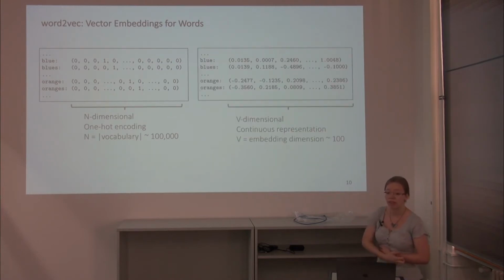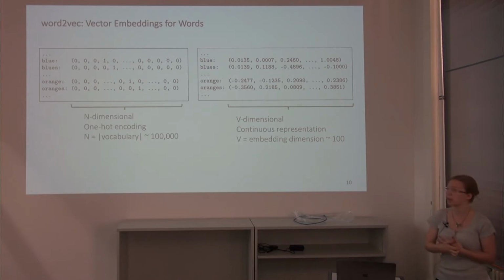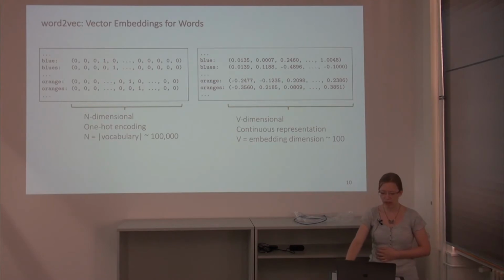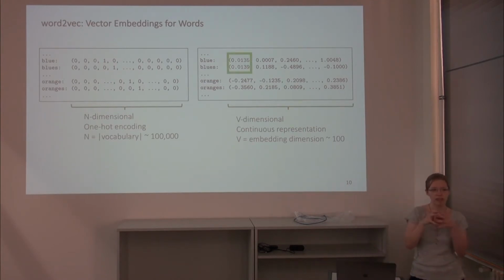What would be a lot better than that is to represent words as continuous vectors. So we would have them be a lot shorter. We would have vectors of length v, which is an embedding dimension of, say, a few hundreds. And we would represent them with continuous numbers in which the components and the topology of the space includes some type of information on what those words mean.